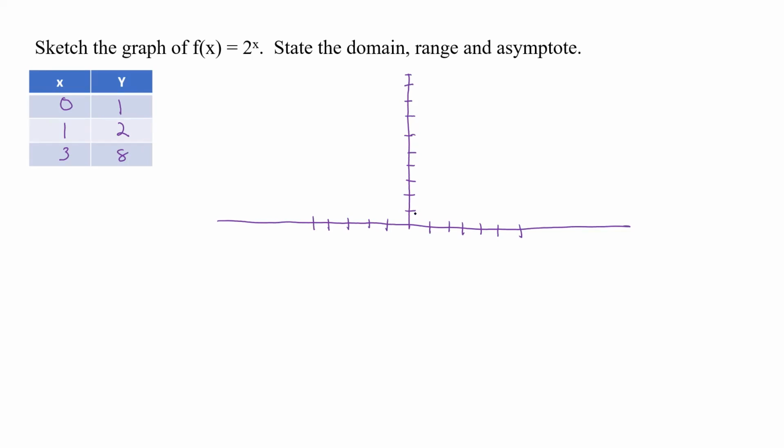All right, so 0, 1. So we're going to for sure go through that point right there. 1, 2, right there, and 3, 8. So 1, 2, 3, and then we have 1, 2, 3, 4, 5, 6, 7, 8. So about there. And remember, when we're coming down, it might be easier to come down. I don't know which way is going to be easiest actually.